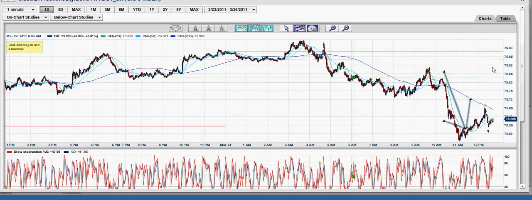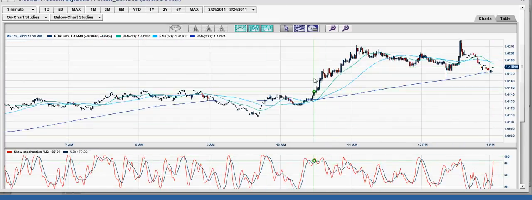Now, what's happening in the euro right now is pretty simple. The dollar did pull back a bit. I don't really know why that happened, but overall, the dollar should go a little higher on today's trading session as the euro-US dollar weakens.